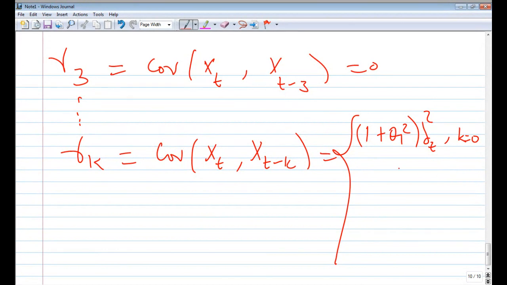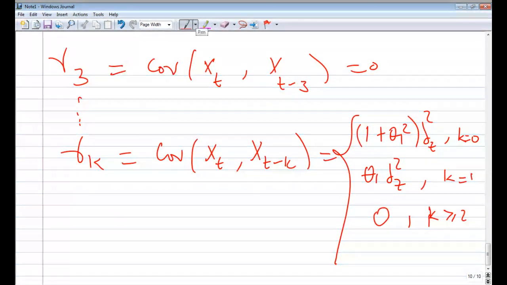And gamma 1 is equal to what? Theta 1 sigma squared z, isn't it? For k equal to 1. That's gamma 1. Gamma 2 is 0. Gamma 3 is 0. 4 and 5 and so on, they are 0. So therefore, it is 0 for k greater or equal to 2. So this is the whole of this. Let me show you the whole of this.